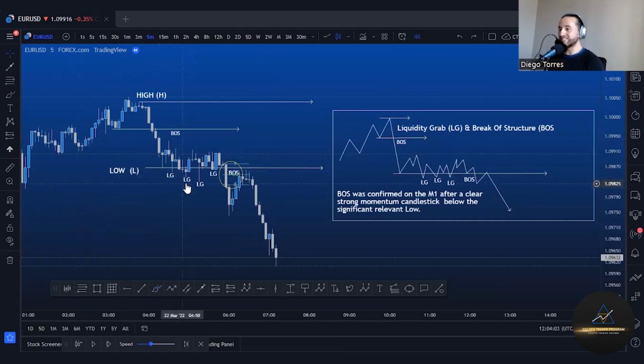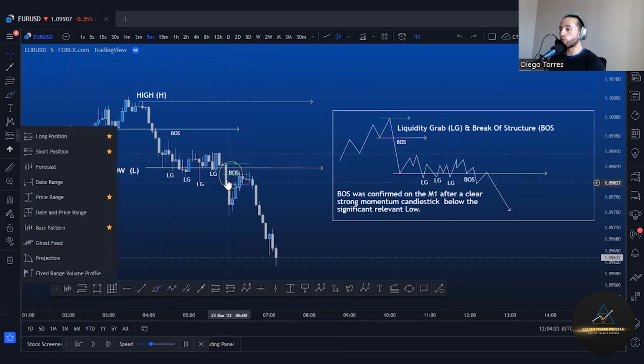So you can clearly see here on the left, this spike was a liquidity grab. These bunch of candlesticks was a liquidity grab. This long spike was a liquidity grab. This body close was a liquidity grab. And eventually you can see there was a clear confirmation of a really strong, convincing candlestick closing below structure.